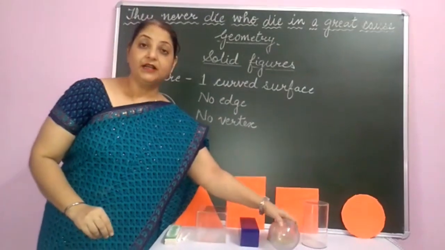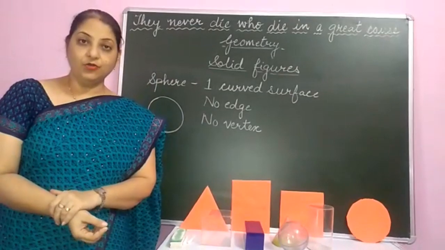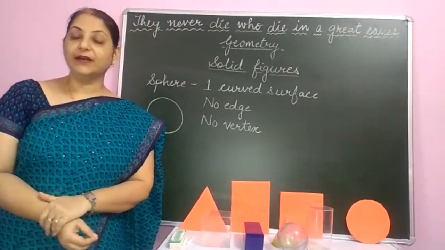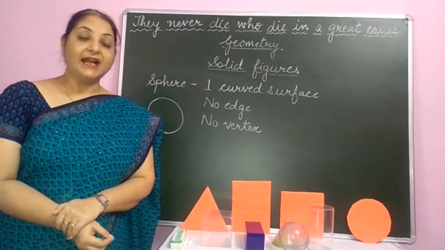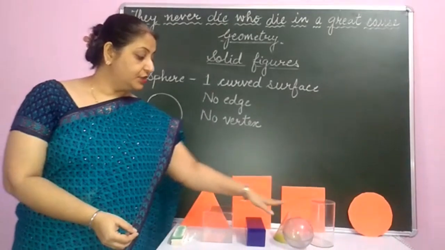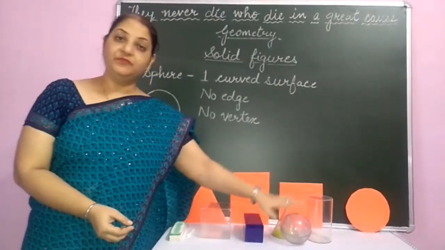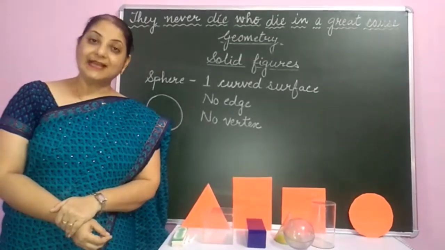I hope the solid figures are clear to you. Now what is your homework? You have to look around you and find different things which you are using and which have these solid shapes like cube, cuboid, cone, cylinder or sphere, and write down in your notebook some examples of these.